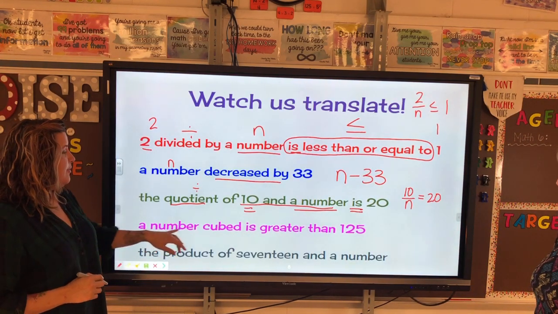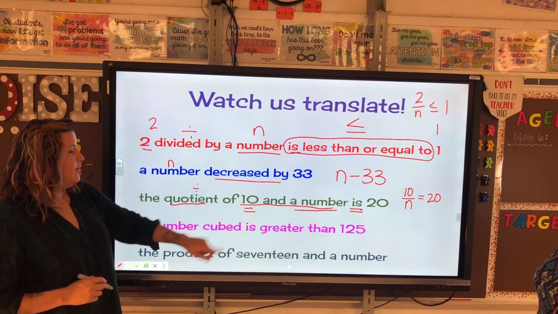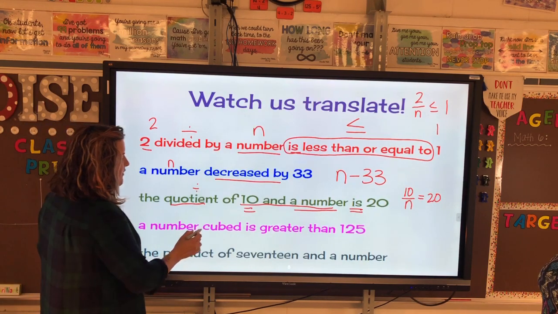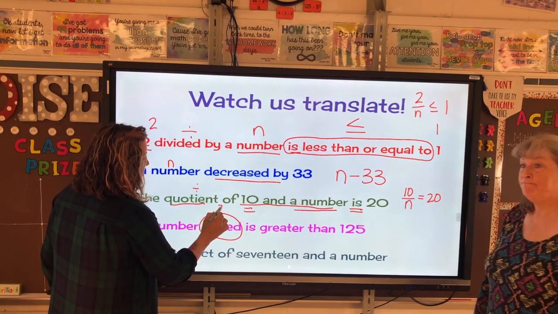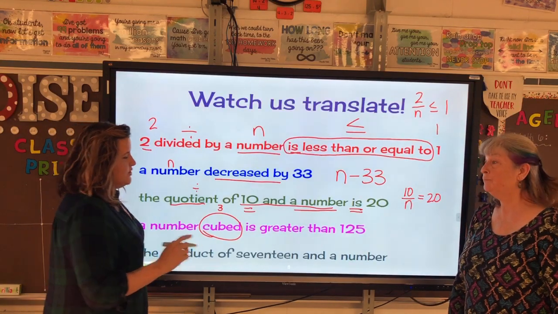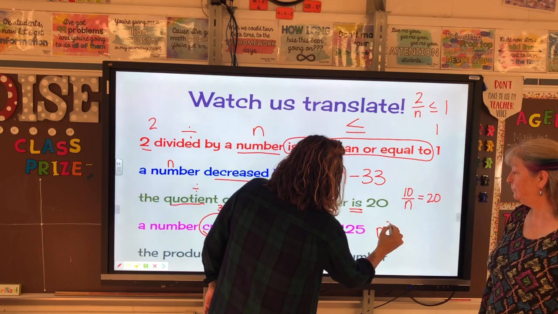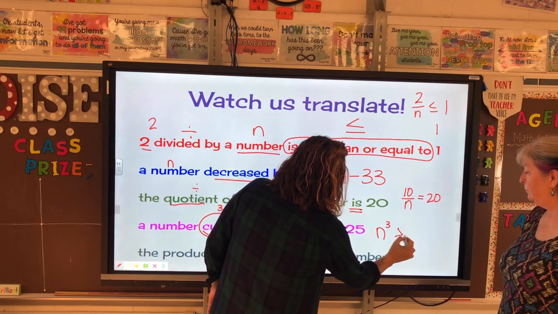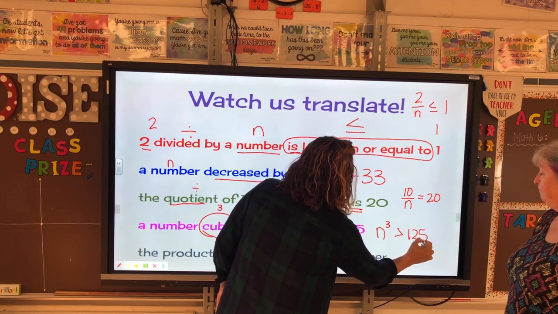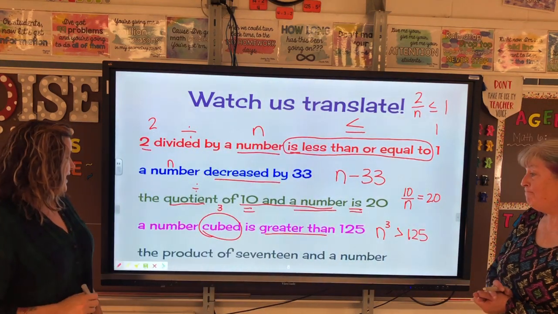All right, a number cubed is greater than 125. So if you think back to exponents, cubed is that special exponent 3. So a number, n, cubed, is greater than 125. Awesome. Last one. Pretty simple.